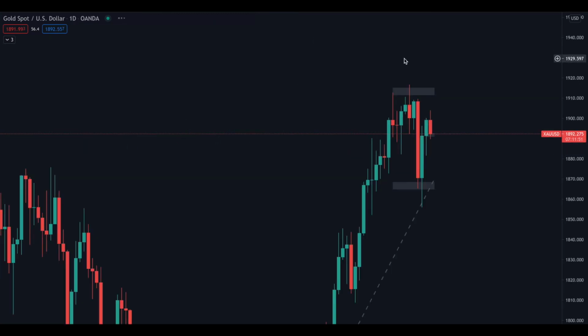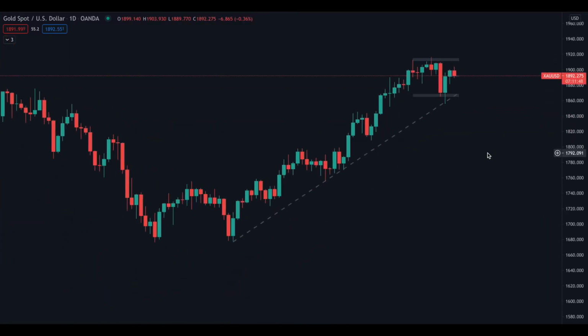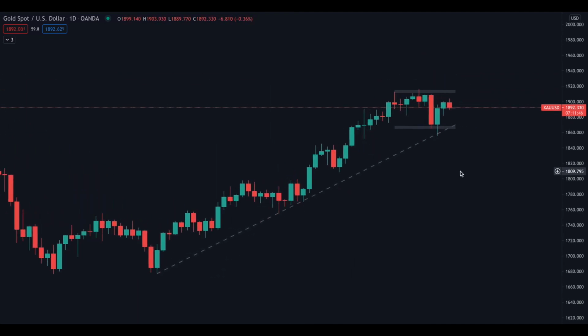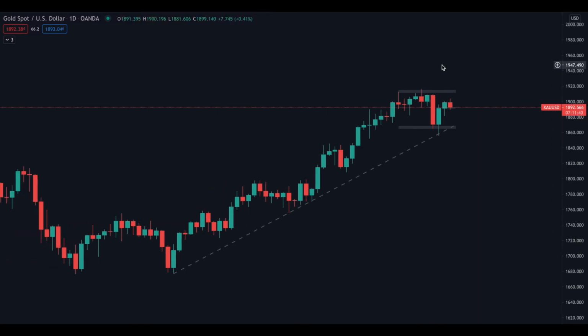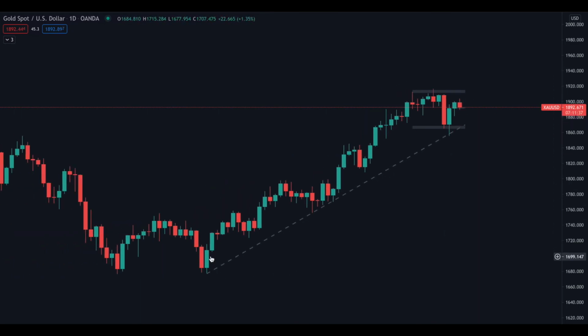So starting on the daily, we can see that we have got a bullish trend, and we drew this trend line when we were looking for key levels. So straight away we know that we're making higher highs and higher lows on the daily time frame, and this has been happening now for quite a long time, about 2 months.